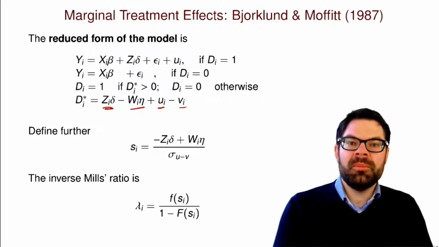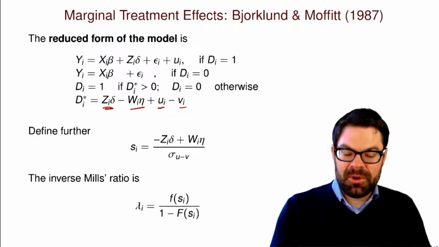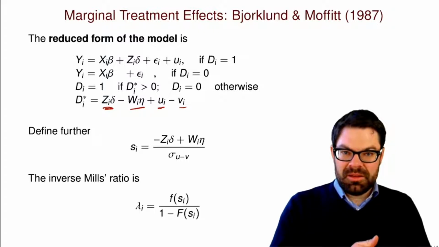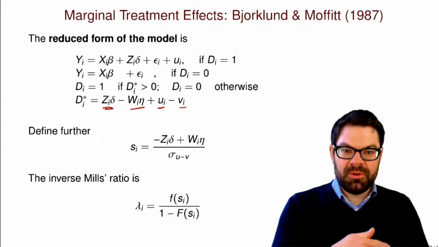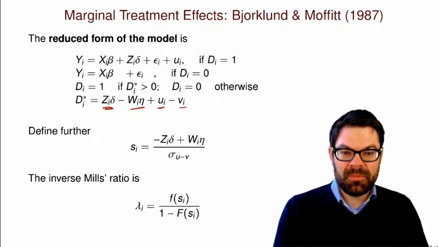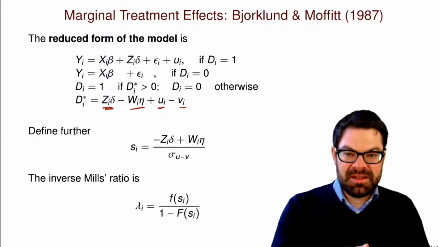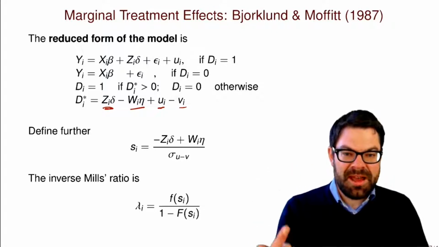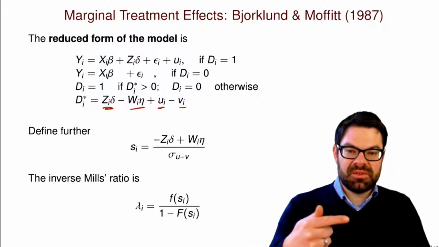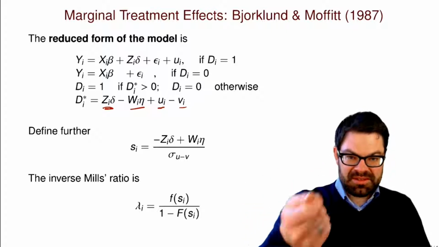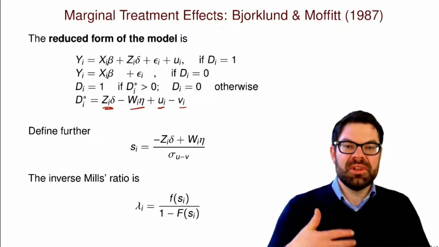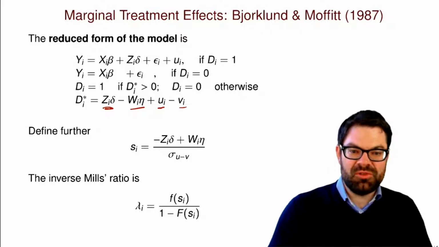The gains from the treatment vary across people. That's U. The costs of taking the treatment also vary across people, and that's V. And then the gains in terms of the outcome that you see are also related to the gains that people have from taking the treatment to begin with.